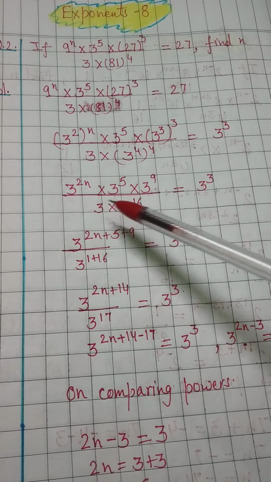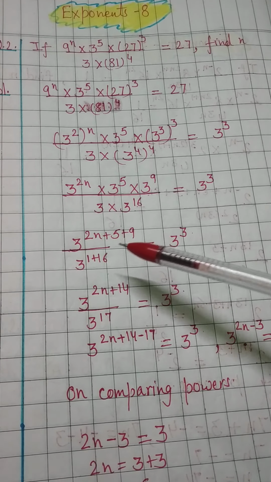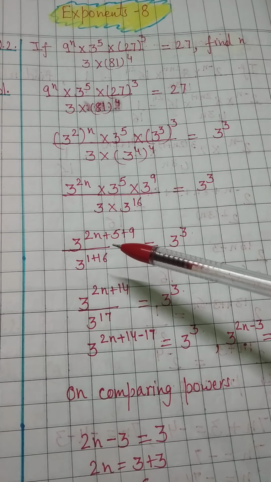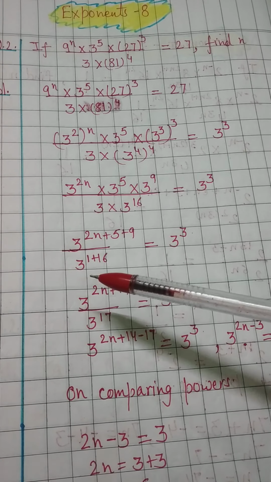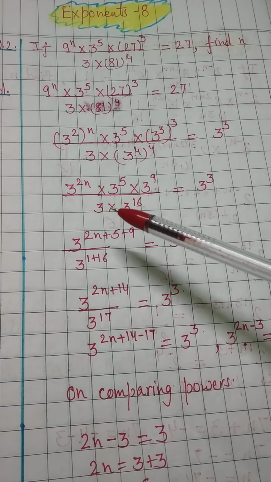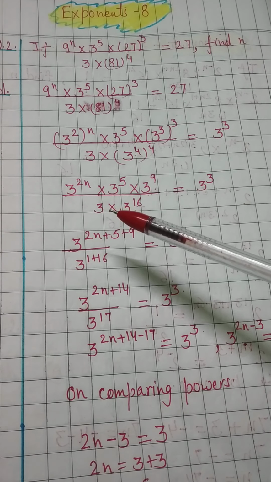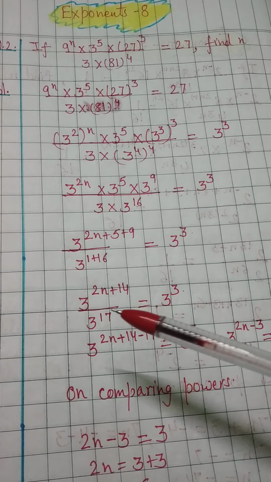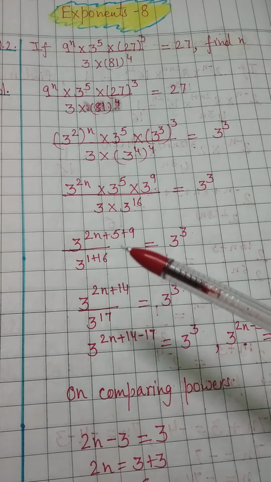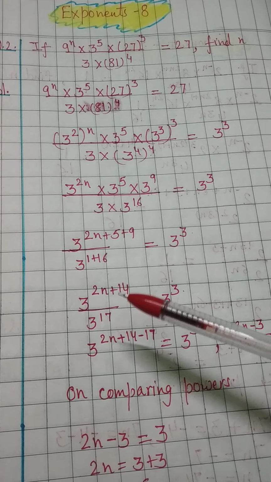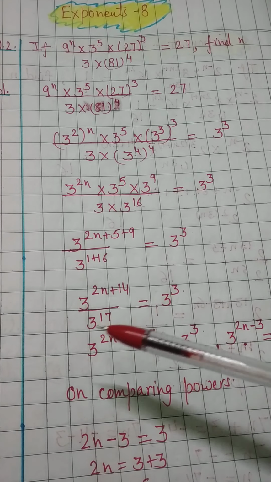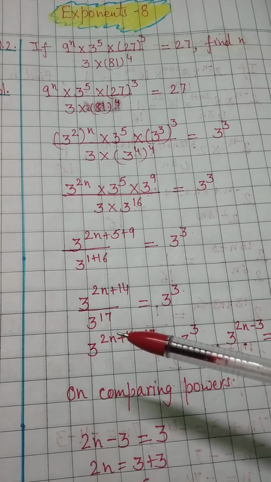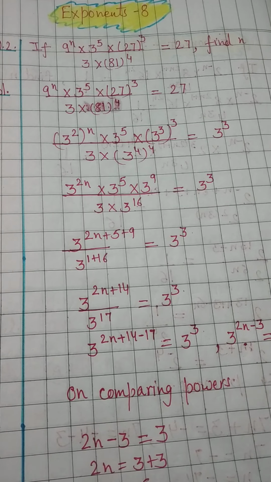After this, the bases are the same, so we add these powers. So 3 raised to power 2n plus 5 plus 9, upon 3 raised to power 1 plus 16. See, keep that in mind, this is 1. You will count it as 1. Okay, don't be confused. Equal to 3 raised to power 3. Then adding these powers, 3 raised to power 2n plus 5 plus 9, 14, upon 3 raised to power 16 plus 1, 17, equal to 3 raised to power 3.